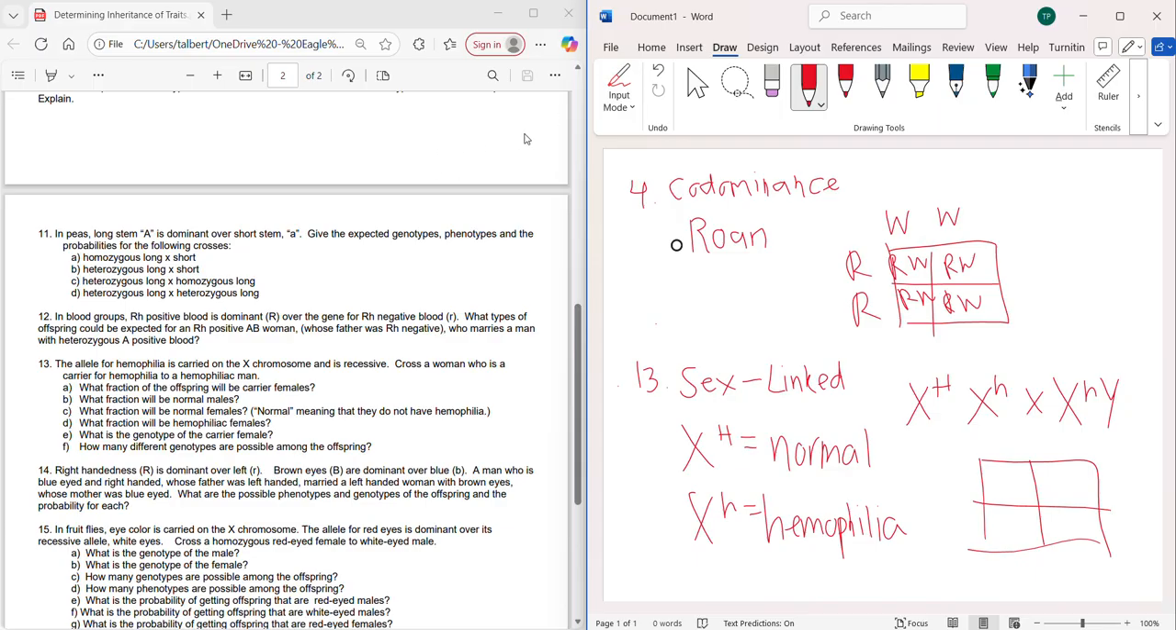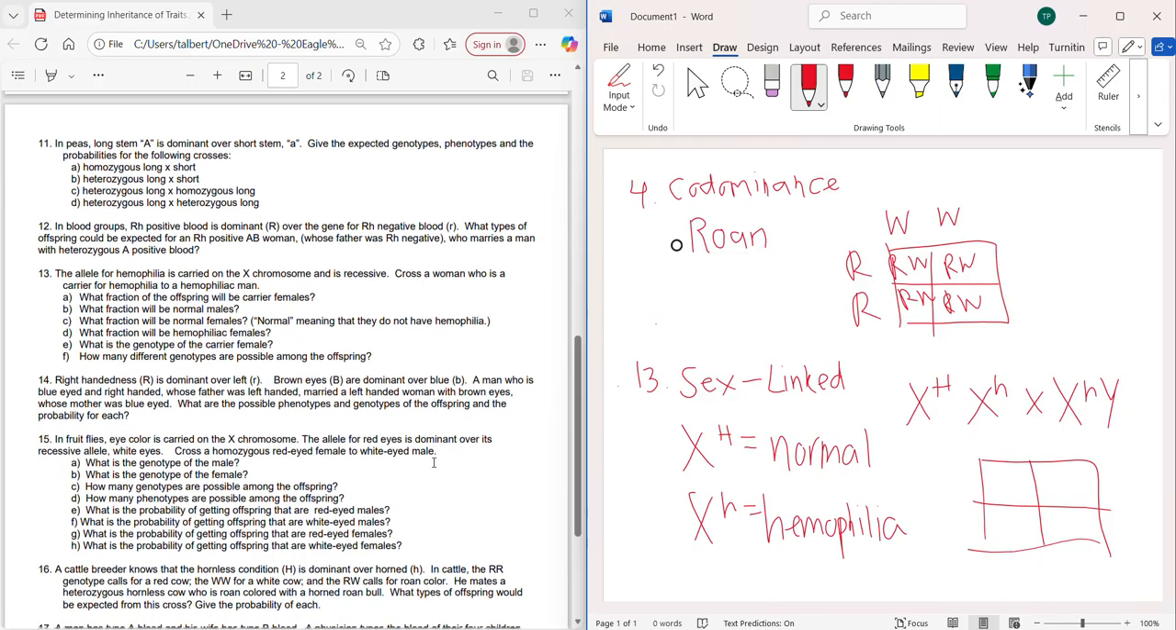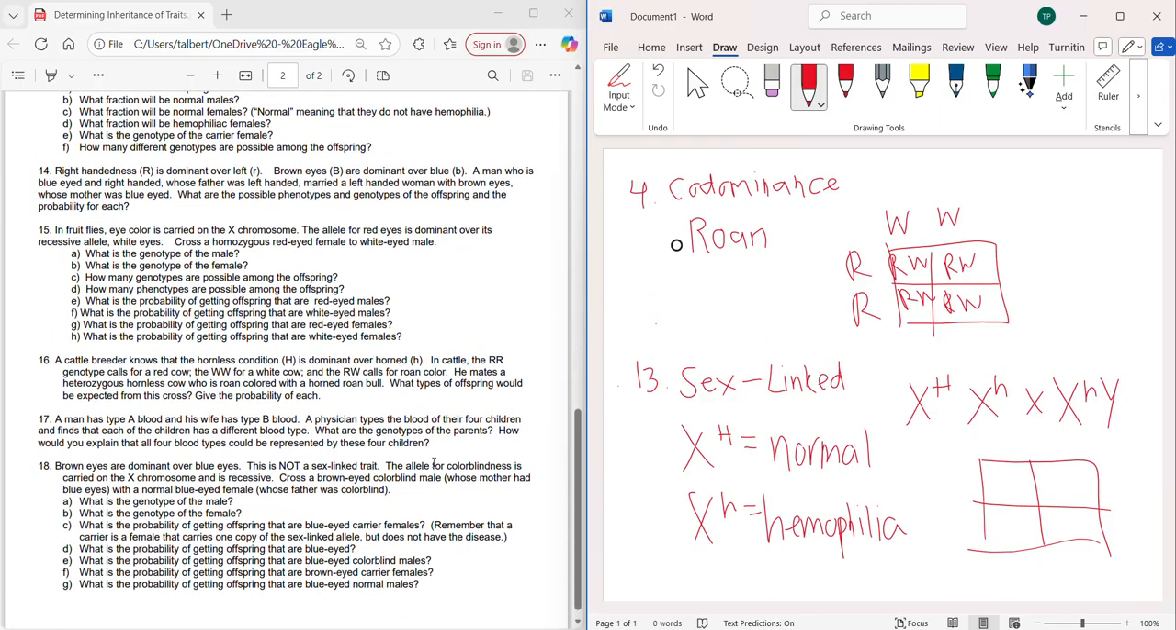All right, so I believe that we've gone through all of the different types of inheritance patterns. If you have any questions, let me know, but you should complete the rest of the assignment on your own.